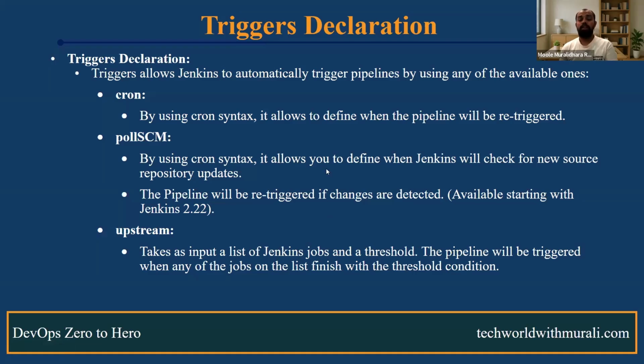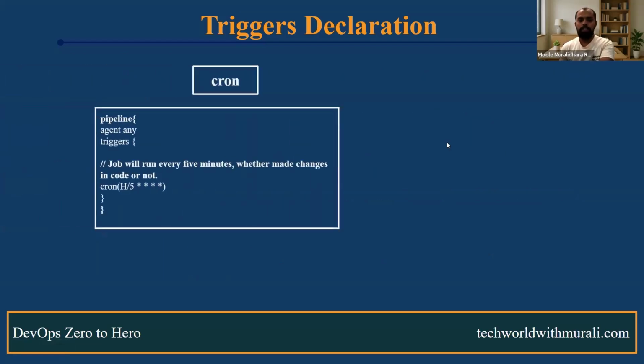Remember, upstream we may not use much. A few years back we were using upstream and downstream jobs when we were using freestyle jobs, but when it comes to pipelines, we may not use upstream and downstream jobs much. Okay, clear, right? Very rare cases. And then you can see the example so that you will get some idea.